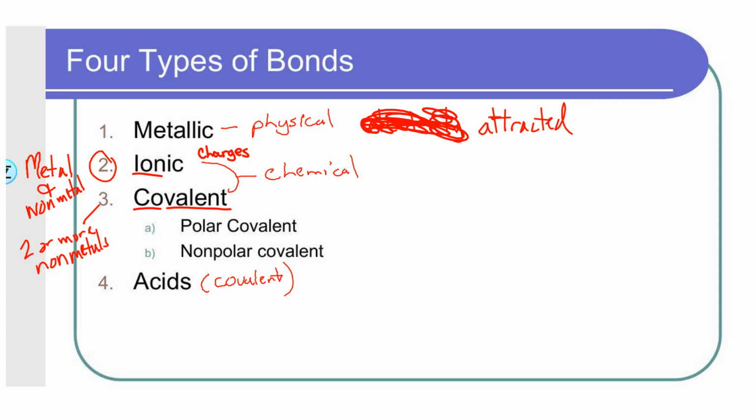In covalent, there's two types of covalence that we will look at, and we're going to focus on covalent tomorrow, but polar covalent and nonpolar covalent. Polar means the ends of it sort of have a charge. Nonpolar means that it's all going to have the same charge throughout, or neutral, something like that. And then acids are a special type of covalent that involve compounds with hydrogen in it. We're going to talk about all four of these types by the end of this week.